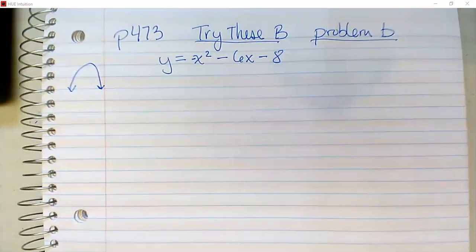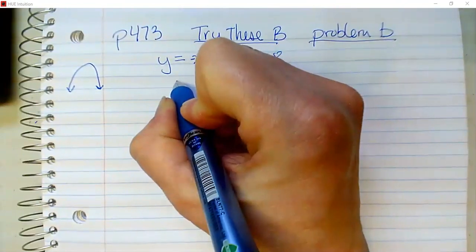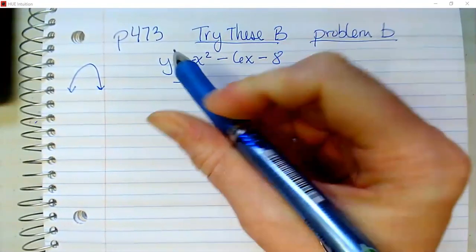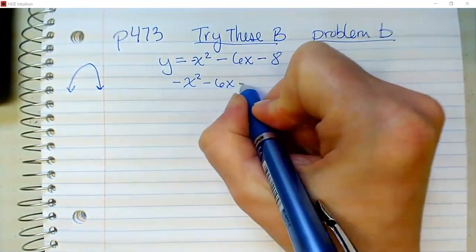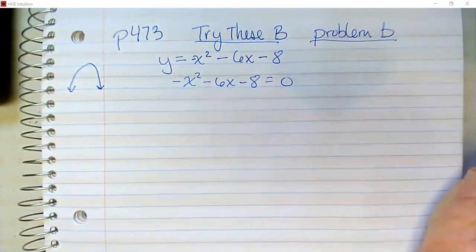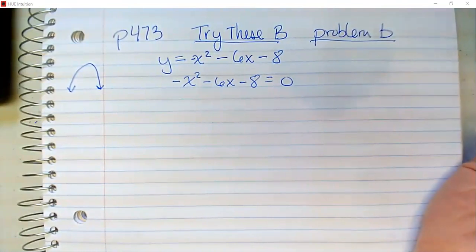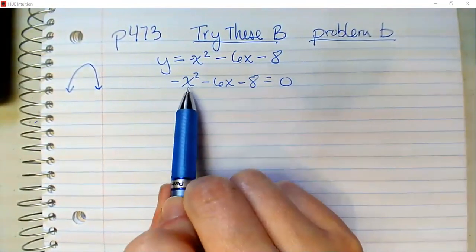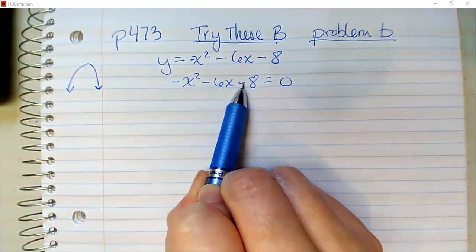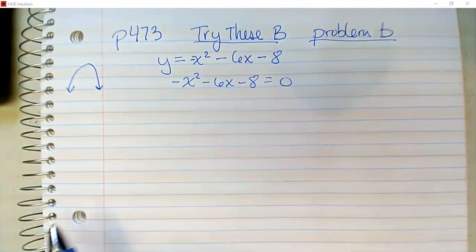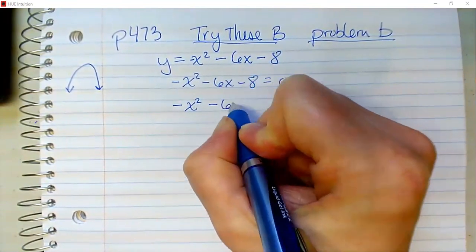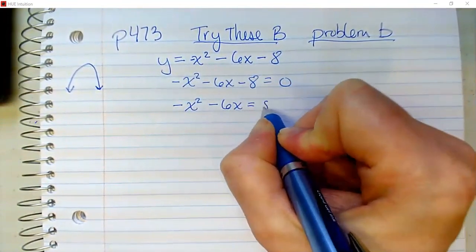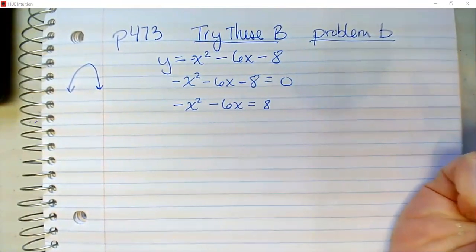Okay, so following the steps from before, I'm going to first take the quadratic, and instead of it being set equal to y, I'm going to set it equal to 0. The next thing I'm going to do is isolate my variable term. So I'm going to take this negative 8 and move it to the other side of the quadratic by adding 8 to both sides. That 8's going to become a positive 8 when I move it over to the right-hand side.